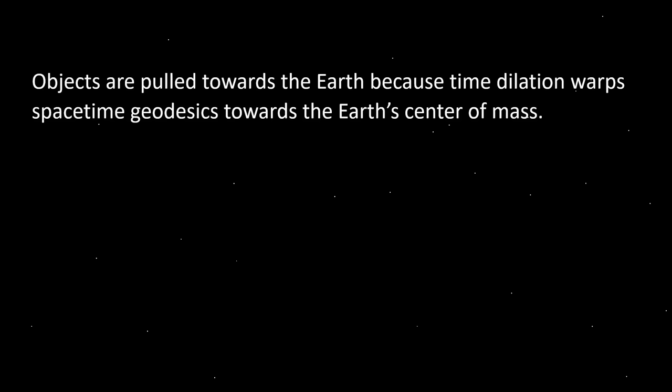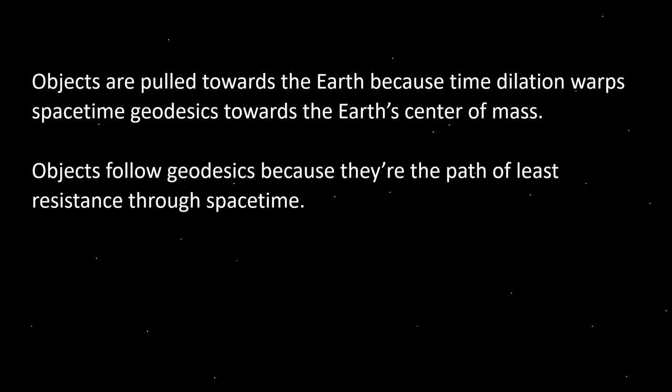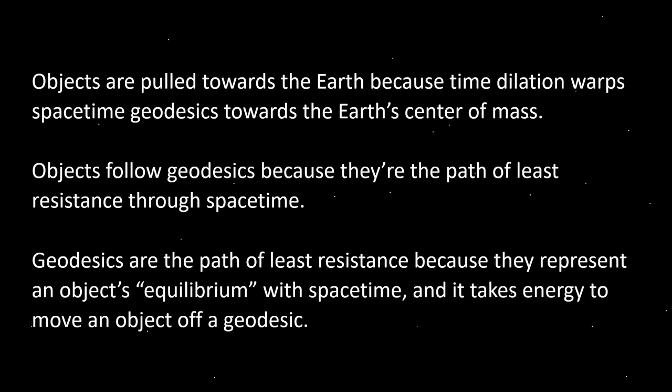So this was obviously a very dense video. Here's a summary of what we covered. Objects are pulled towards the Earth because time dilation warps spacetime geodesics towards the Earth's center of mass. Objects follow geodesics because they're the path of least resistance through spacetime. Geodesics are the path of least resistance because they represent an object's equilibrium with spacetime, and it takes energy to move an object off a geodesic.